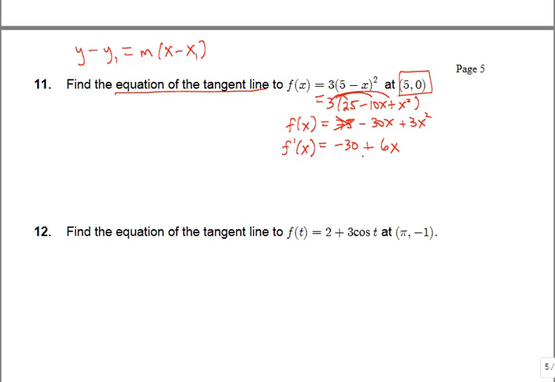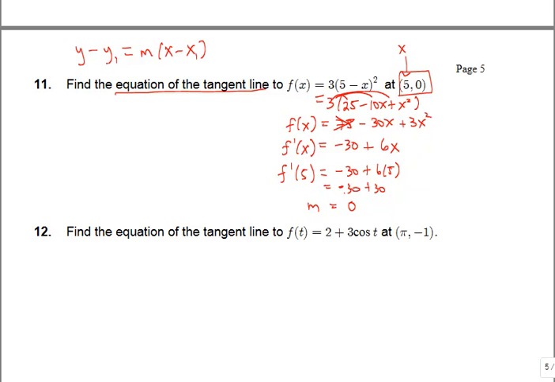What x do we want to know the derivative at? We want to know it when x is 5. So let's find f prime of 5. So if I plug in 5 for x, I get negative 30 plus 30, so I get 0 for my derivative. And remember, this derivative is the m that we're going to use in our equation of our tangent line. So this is the slope of our tangent line. So now we know the m.